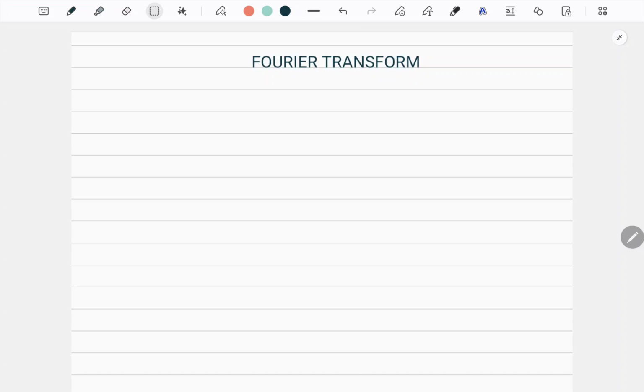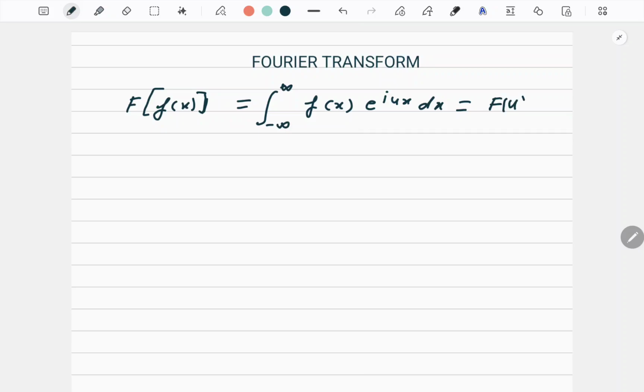If you have a function f(x), then the Fourier transform of f(x) is equal to the integral from minus infinity to infinity of f(x) e to the power iux dx, and the answer is in terms of u and represented by F(u). In the same way, if I take the inverse transform of this F(u), I will get f(x). And what is the formula for that?